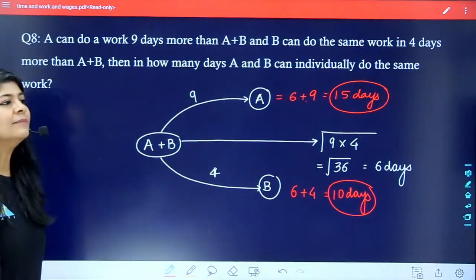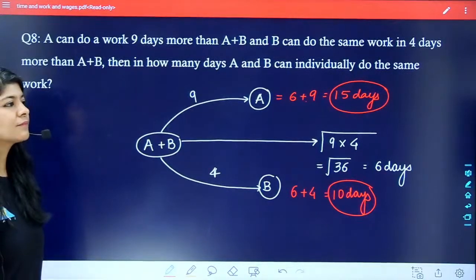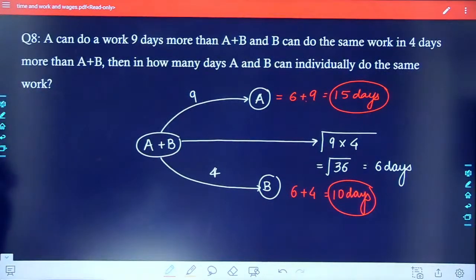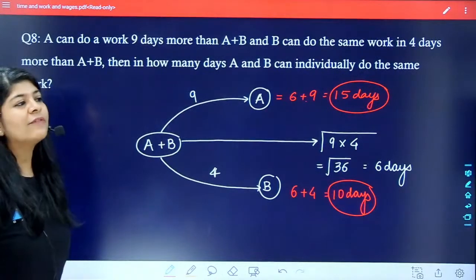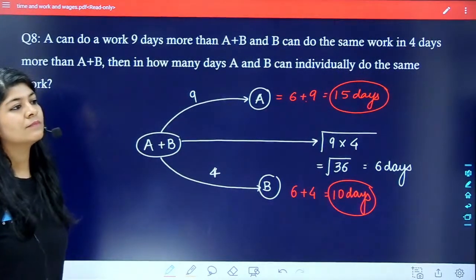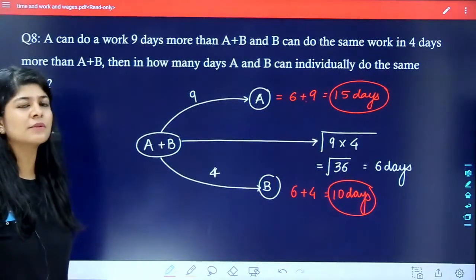Is it clear? Is it clear to everyone? It's not 5 and 2, it's 15 and 10. We are not going to find out the ratio between these two values.